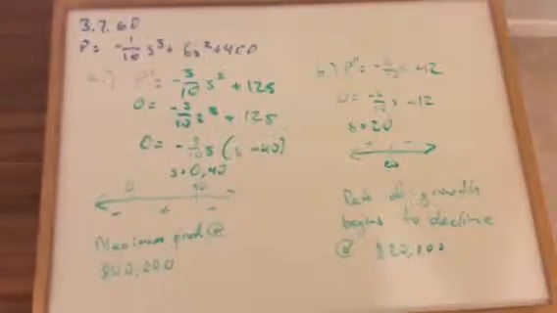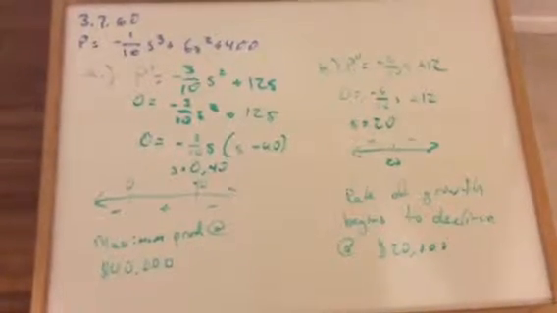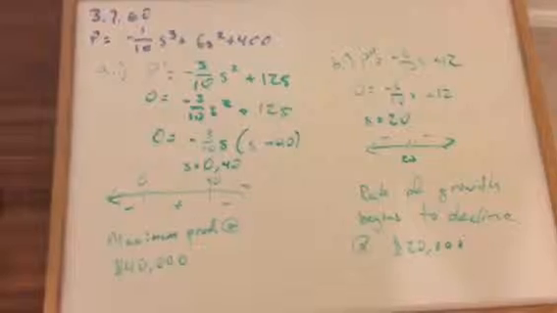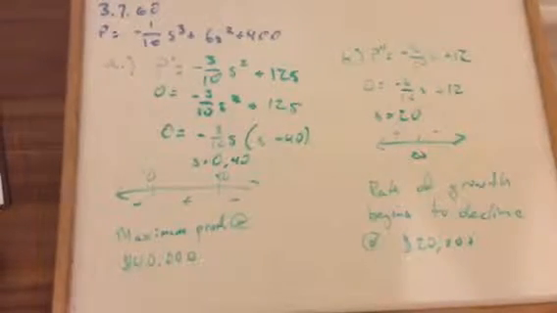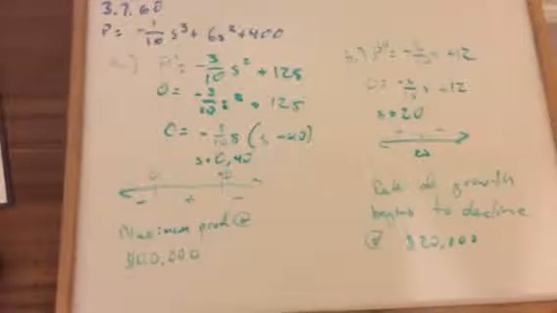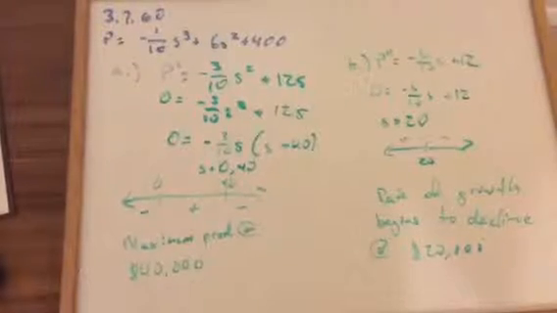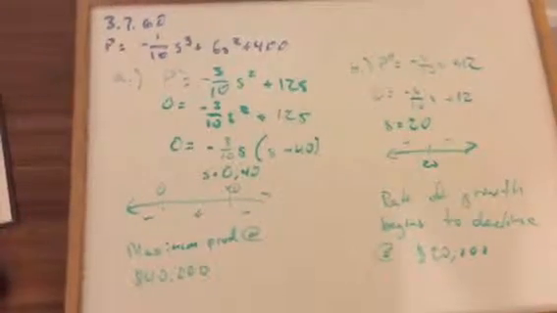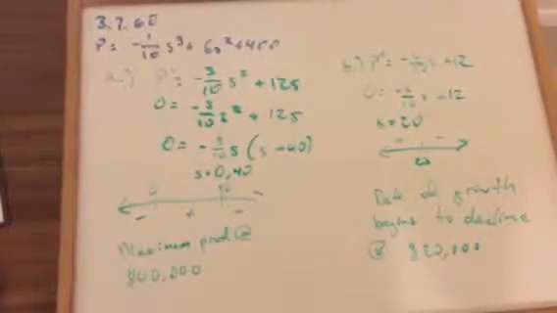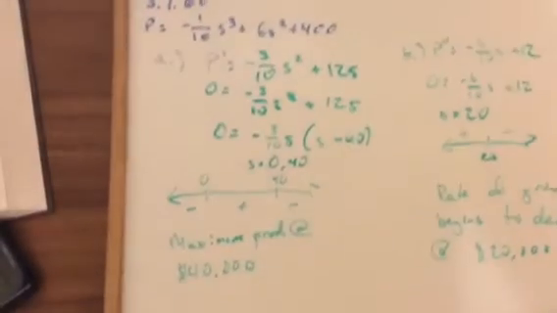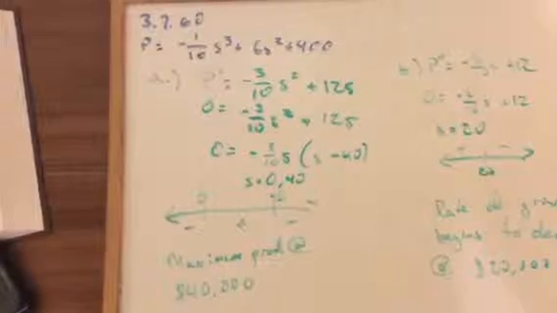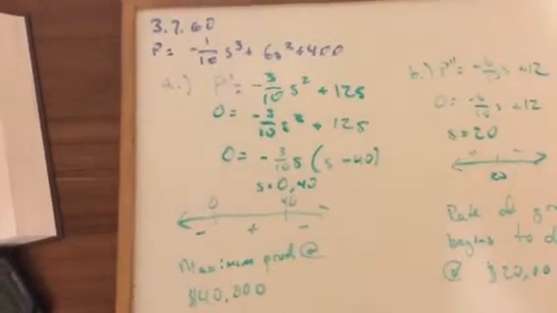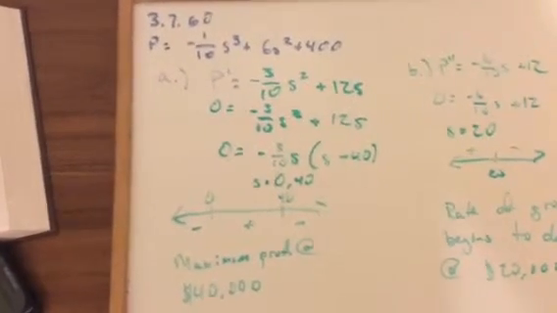So I did problem 3.7.60, and the problem reads, the profit P in thousands of dollars for a company spending an amount x in thousands of dollars on advertising is negative 1/10 x cubed plus 6x squared plus 400. And for problem A, it is to find the maximum amount of money the company should spend on advertising in order to yield a maximum profit.